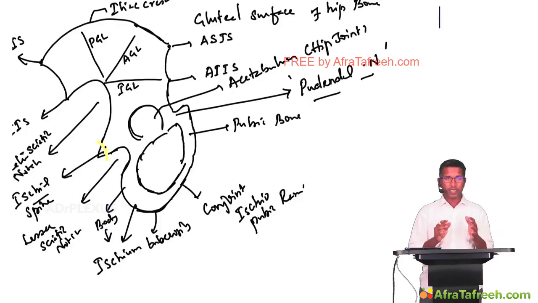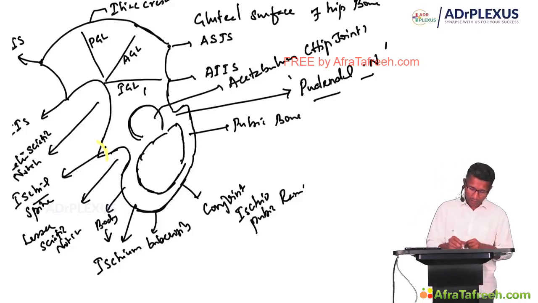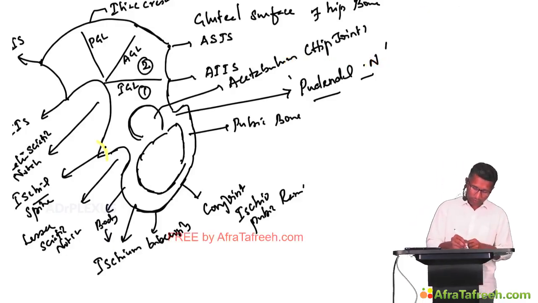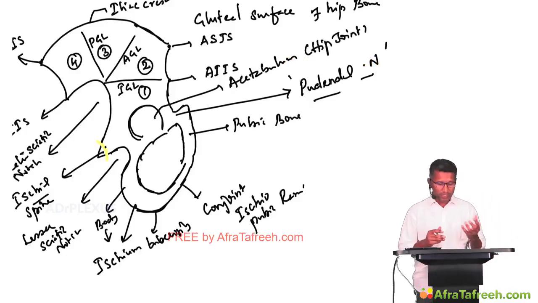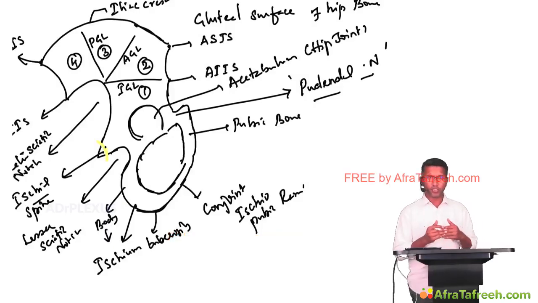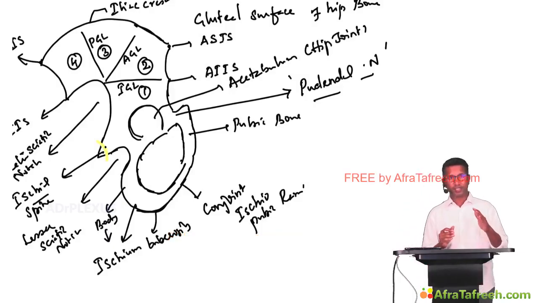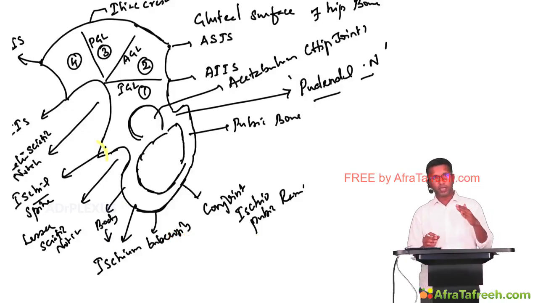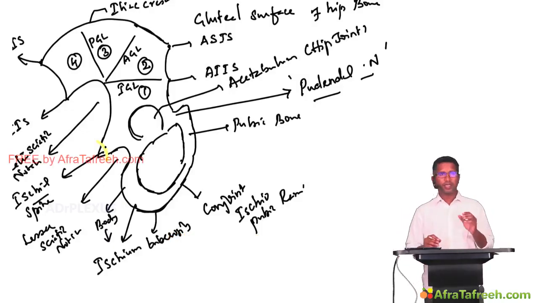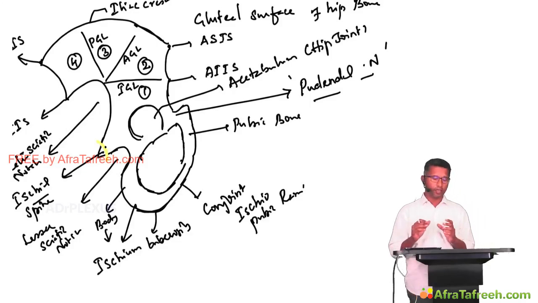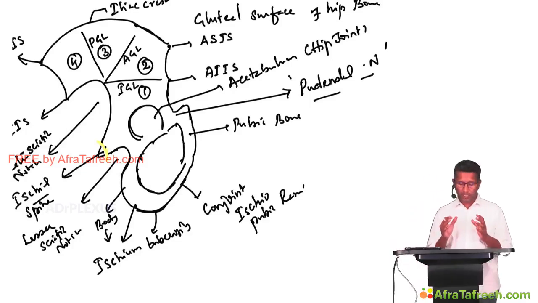So this divides the ilium into four areas: area number 1, area number 2, area number 3, and area number 4. We will see what these areas are and what things are related to these areas in a short while. When you see the greater sciatic notch, you can see the lines which are traversing. They are faint lines, sometimes not clearly visible.